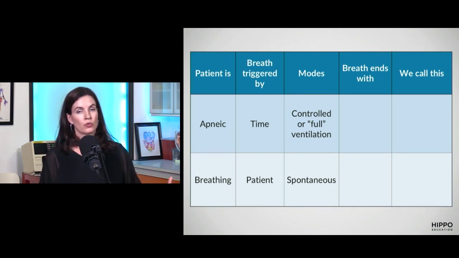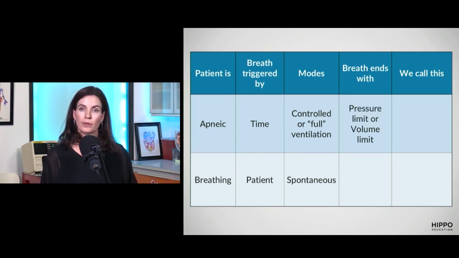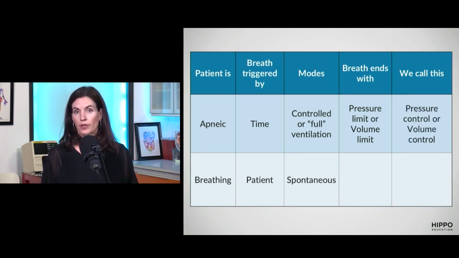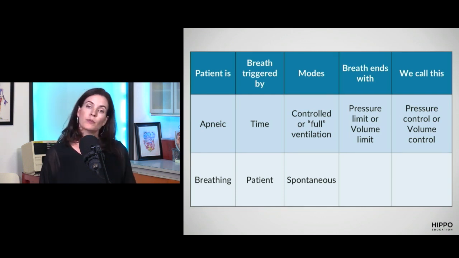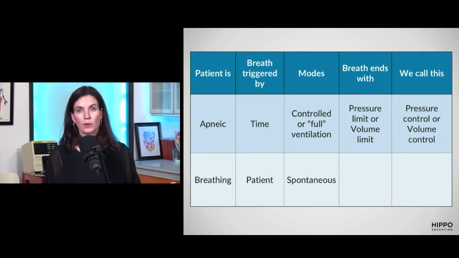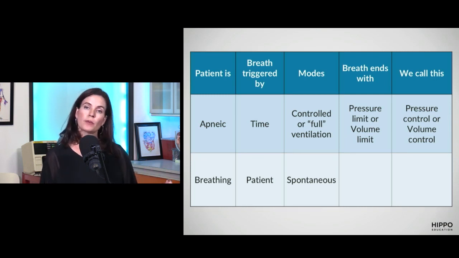And so when you're in controlled or full ventilation, you can set one of two things. You either set a pressure limit or a volume limit, and the vent stops blowing air in when it hits that pressure or when it hits that volume. And that's how it knows to stop, and we call this pressure control or volume control. Or some places will even call this assist control ventilation, which is one of the other terms for this. And most centers will use either one or the other routinely, and so you'll get comfortable with seeing that used on a regular basis, because these are probably our most common modes that we're setting initially. For the patient who's breathing spontaneously, the breath typically ends with a pressure limit.